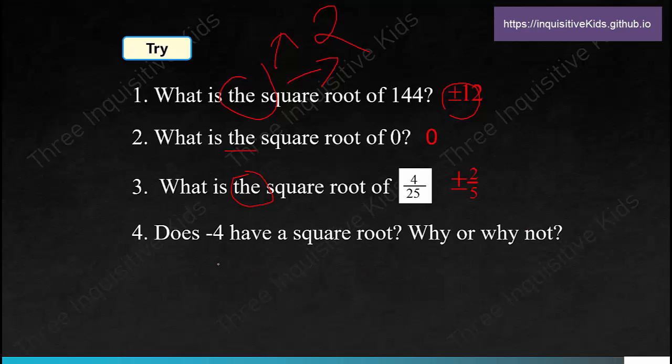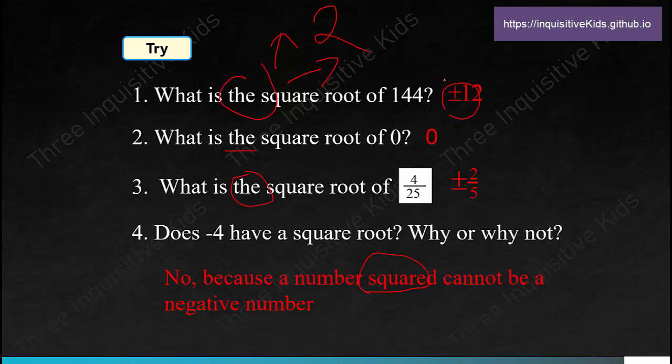Does negative 4 have a square root? That was the case we just talked about earlier. Why or why not? Now here's the hard part. No, because a number squared cannot be a negative number. This is what we learned back in 7th grade when we were talking about calculations. Whenever you square a number, you can't get a negative result.